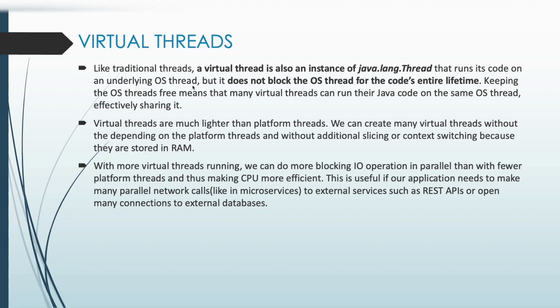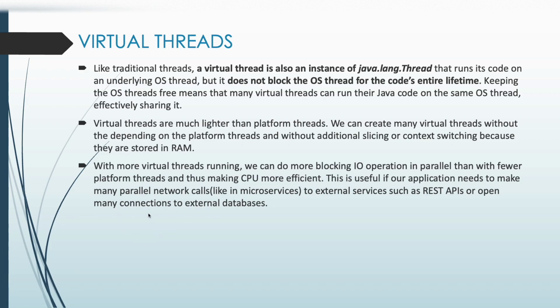Then what is the difference between the platform thread and the virtual thread? A virtual thread will not block the OS thread for the code's entire lifetime, but a platform thread does. We will understand this point with an animation in our next slide. The virtual threads are much lighter than the platform threads. We can create many virtual threads compared to platform threads because they are lightweight. Why? Because with platform threads, context switching is required, but with virtual threads, context switching is not required. These are just stored in the RAM.